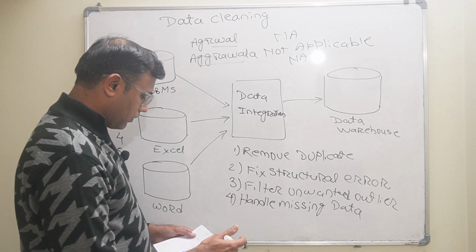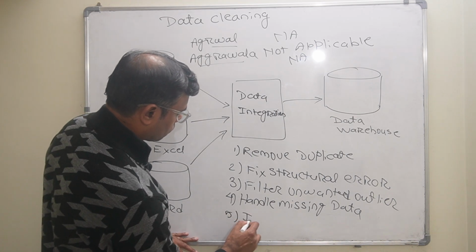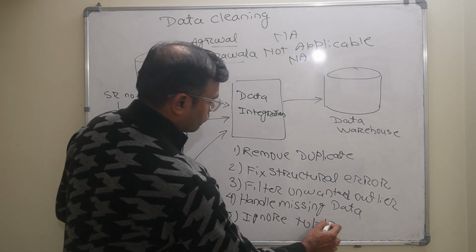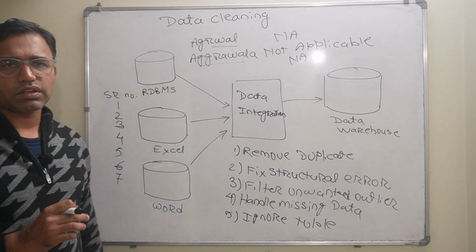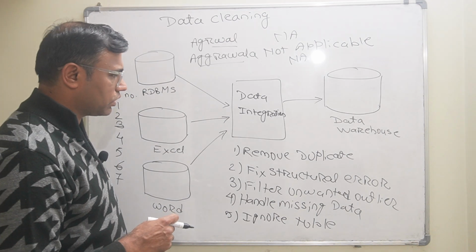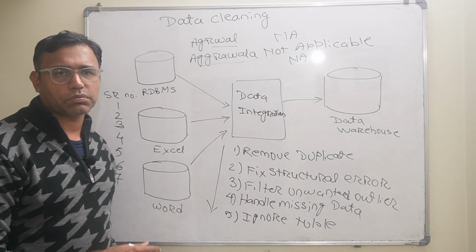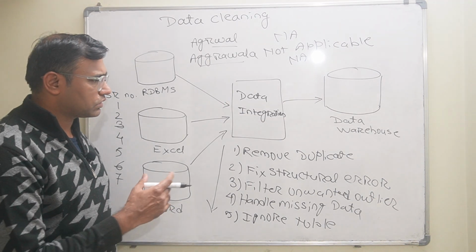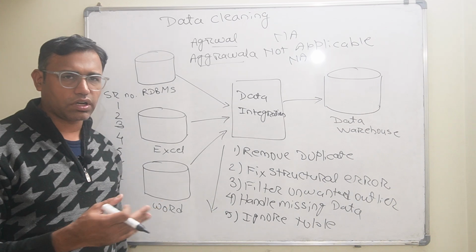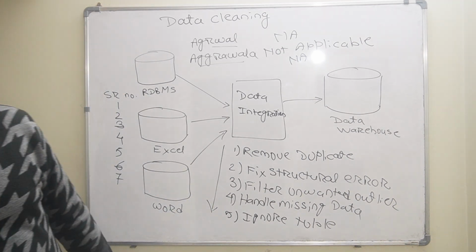Then ignore the tuple. There are some tuples which we can ignore, meaning some attributes are not required in the table which we can easily ignore, so that type of cleaning we can do. So these are the main 5 steps where we have to take caution for data cleaning. First is we have to remove the duplicate values, fix the structural errors, then unwanted outliers should be removed, then handle the missing data and ignore the tuple.